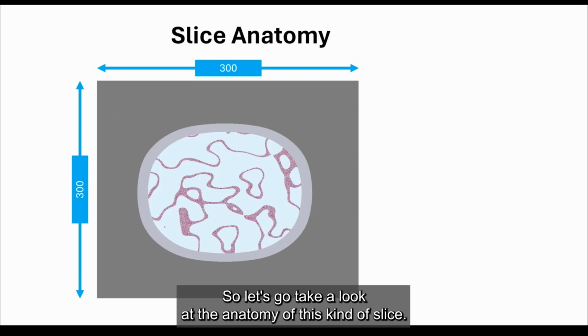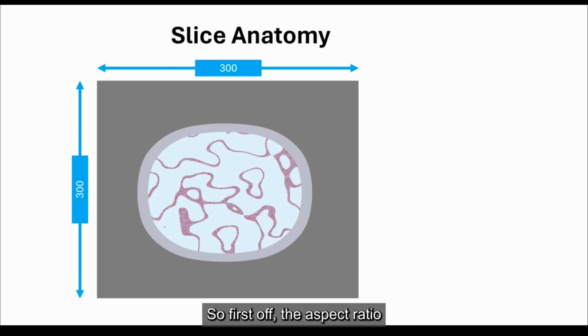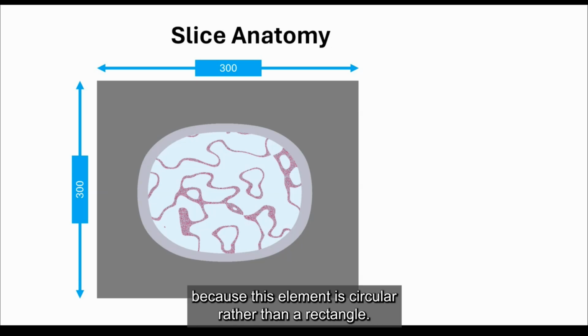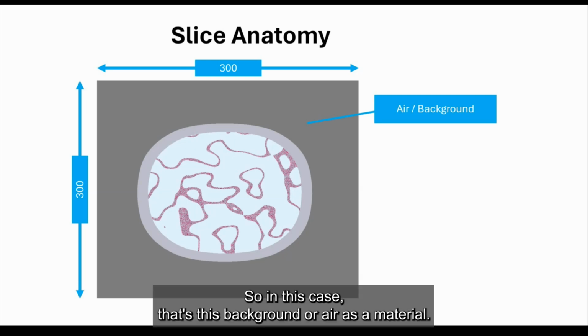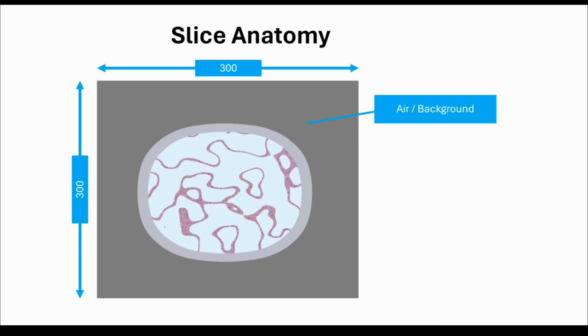So let's go take a look at the anatomy of this kind of slice. First off, the aspect ratio that we print with, 300 by 300, and we can see I've got a slice of this type of geometry. Because this element is circular rather than rectangular like my image, I have to define the area that I'm not printing on. So in this case, that's this background or air as a material, and so I will instruct the printer to ignore pixels in that color.